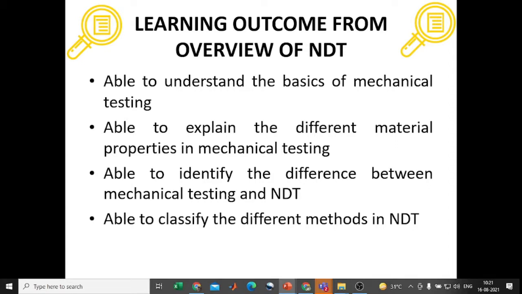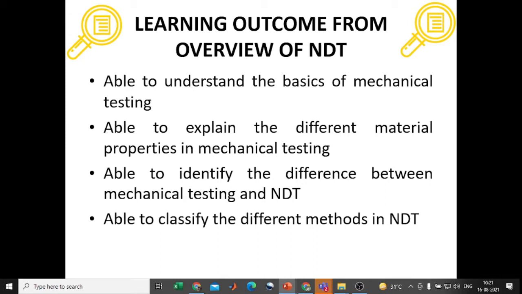And then what are all the learning outcomes from the overview of NDT? What are all the things you can learn from the overview of NDT? Yes, you will be able to understand the basics of mechanical testing and explain the different material properties such as toughness, hardness, malleability, stiffness, plasticity, elasticity.